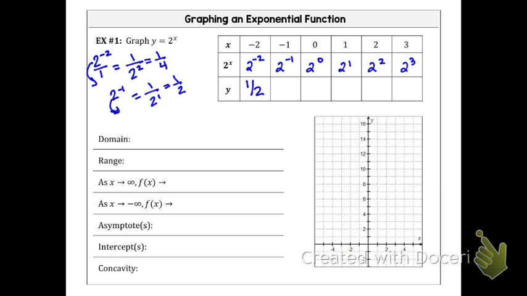And I'm sorry, I missed it. I was thinking ahead here. I wrote that one was 1/4, and then I put 1/2 when I wrote it. All right, so 2 to the negative 1 is 1/2. 2 to the 0, remember, anytime the exponent is 0, the answer is 1. 2 to the first is 2. 2 squared is 4, and 2 cubed is 8. And so let's go ahead and graph these points.